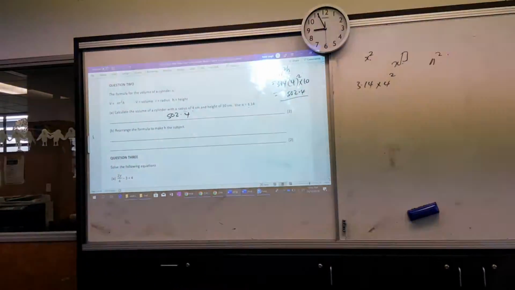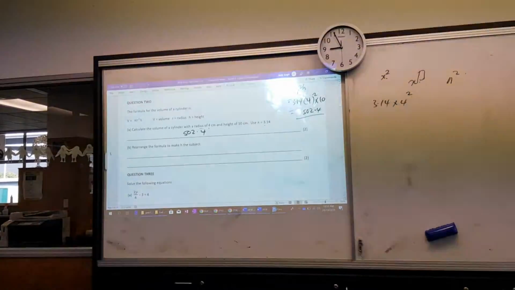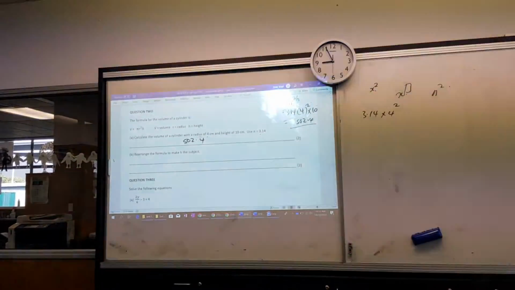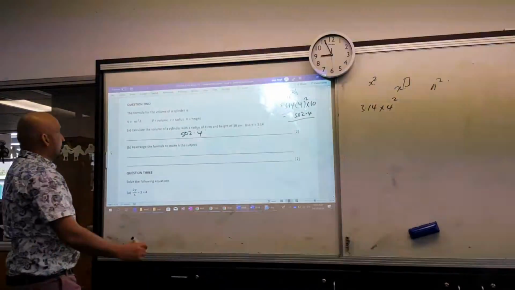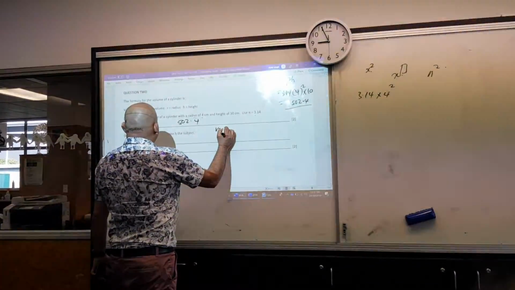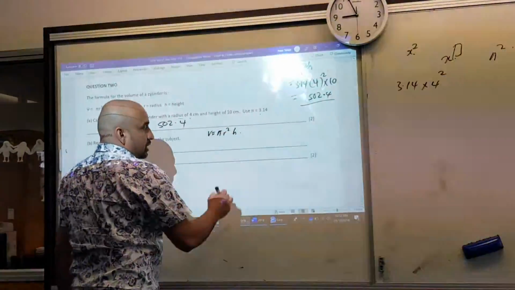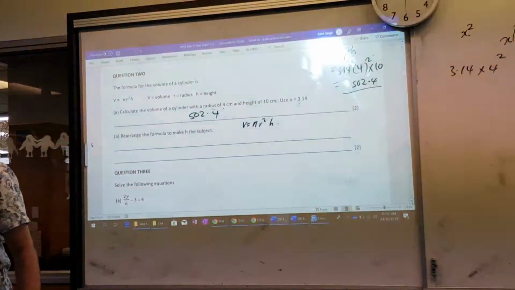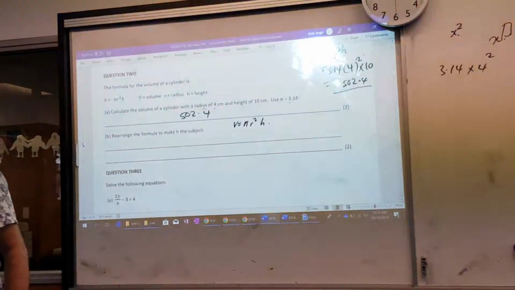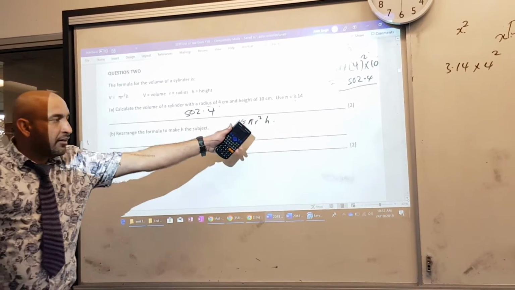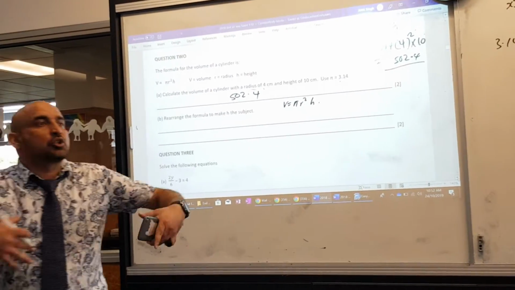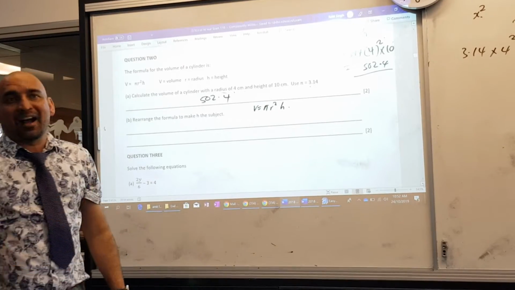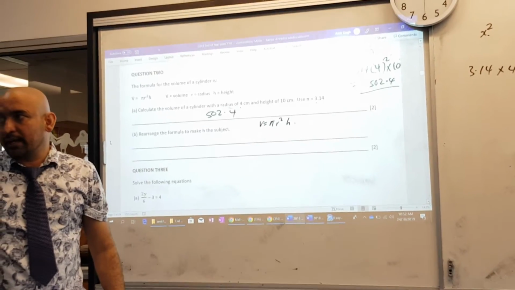Next question, rearranging. Rearrange the formula to make H the subject. So you have got V equals pi r squared H. When you say making H the subject, you are basically saying making H alone. At the moment, V is alone, isn't it? V is equals to everything. V is equals to pi r squared height.